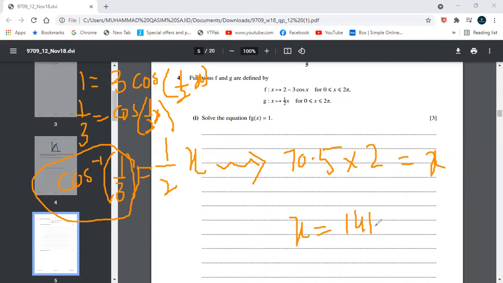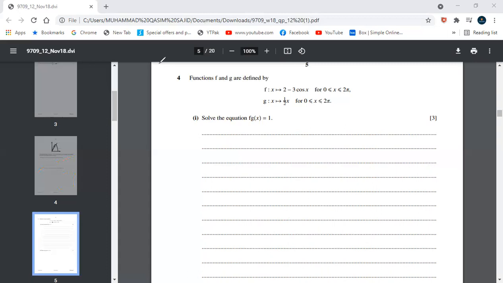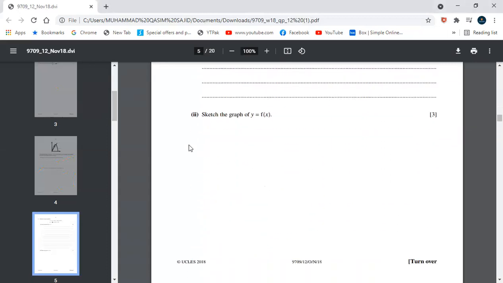Okay. So this is basically in degrees. For pi radian, it must be divided by 180 degrees. So it must be multiplied by pi and divided by 180. Okay. This is the end of question number 4, part 1.